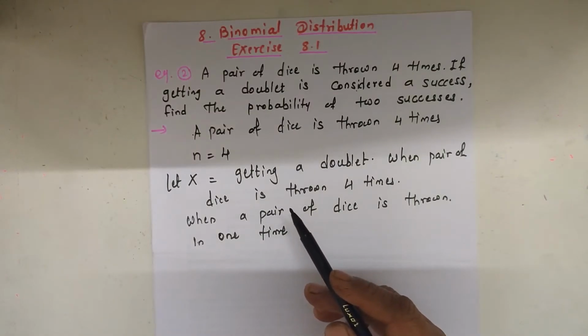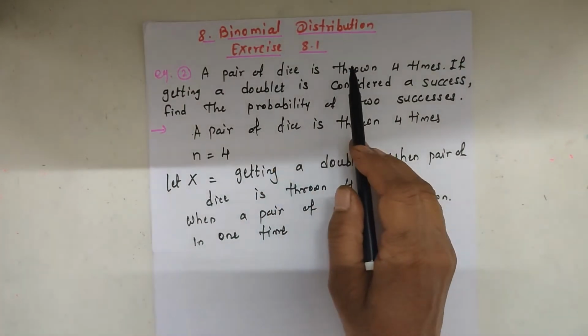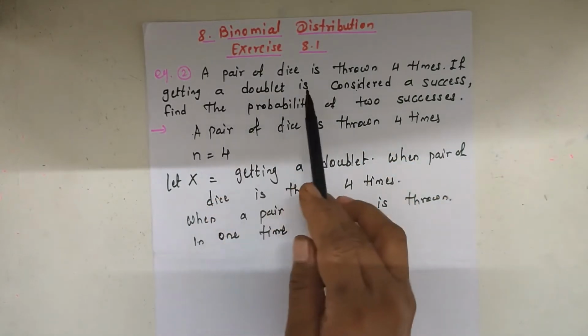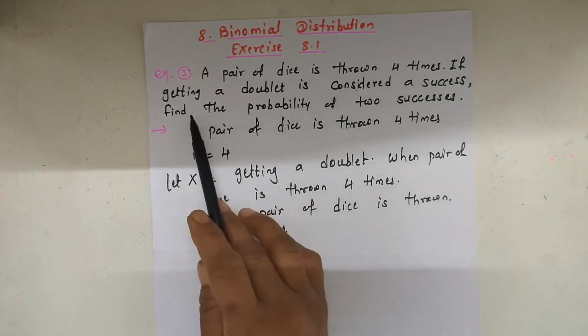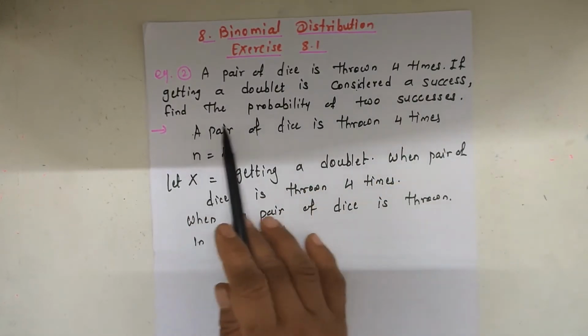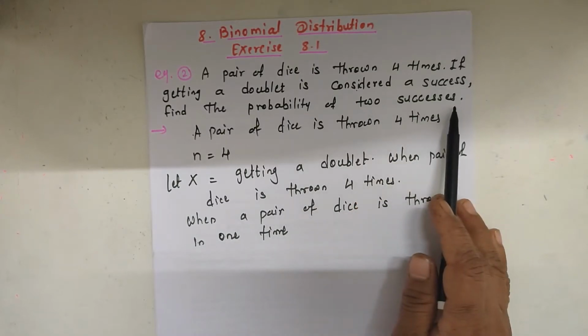In this video, we are going to solve the examples on exercise 8.1, which is based on binomial distribution. Let's see the first example. A pair of dice is thrown 4 times. If getting a doublet is considered a success, find the probability of 2 successes.